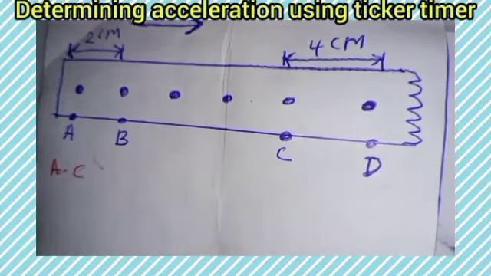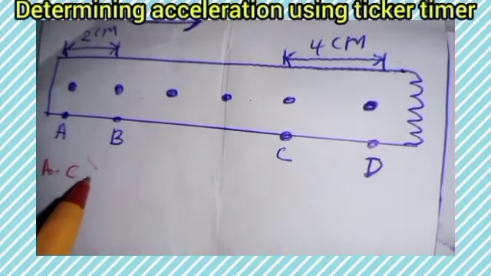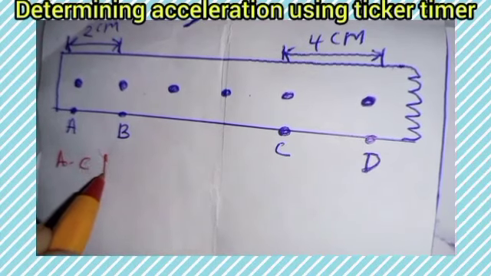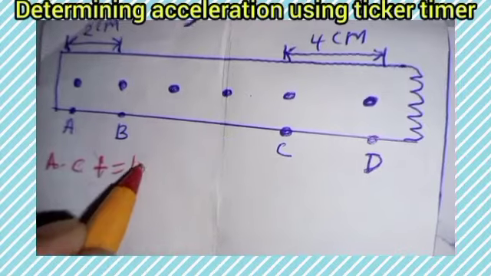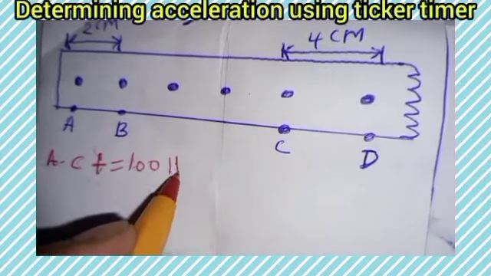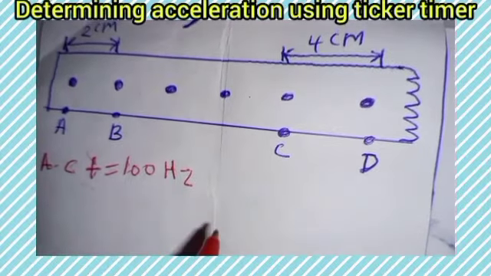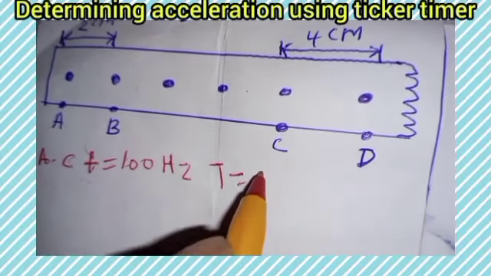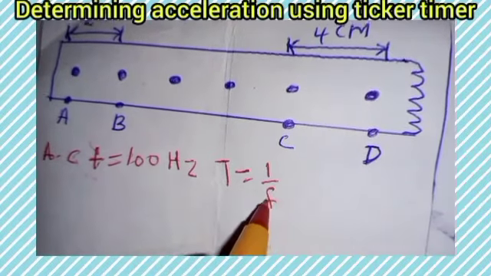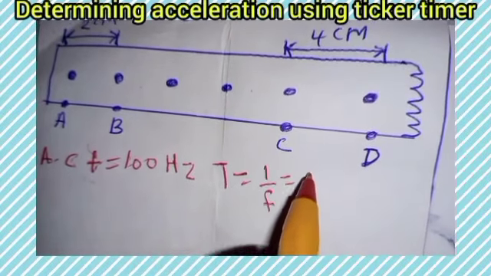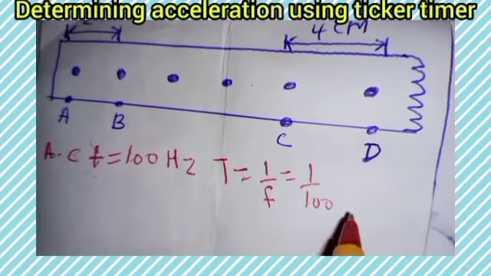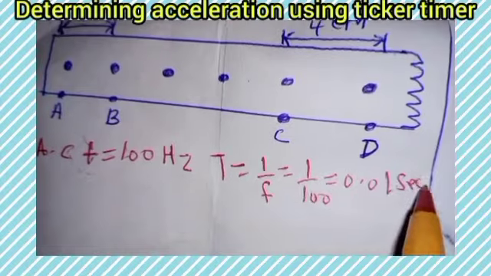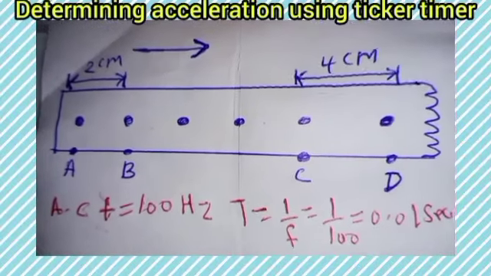Now this diagram here is typical of a Tinker Timer. The frequency of this Tinker Timer is 100 Hertz, meaning that period T is given by 1 over frequency, which is equal to 1 divided by 100, which is equal to 0.01 seconds. So that is what we are going to employ in this setup.